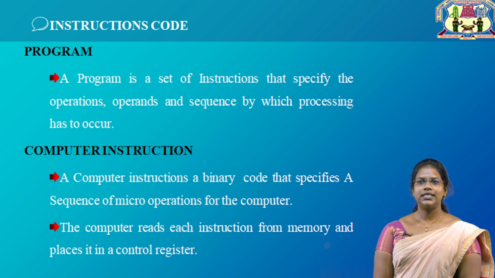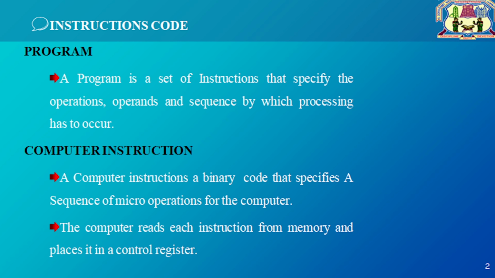In this session, we will discuss instruction code. Before discussing instruction code, let us define a program. A program is a set of instructions that specify the operations, operands and sequence by which operations are to occur, in which the operations can be addition, subtraction, multiplication, etc. Operands can be register operands or memory operands. And the sequence by which processing has to occur means the sequence of instructions written to get a desired result.